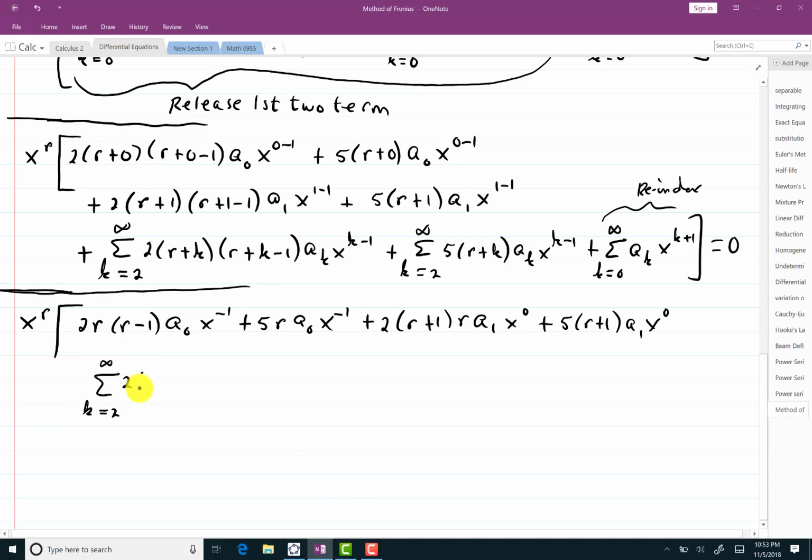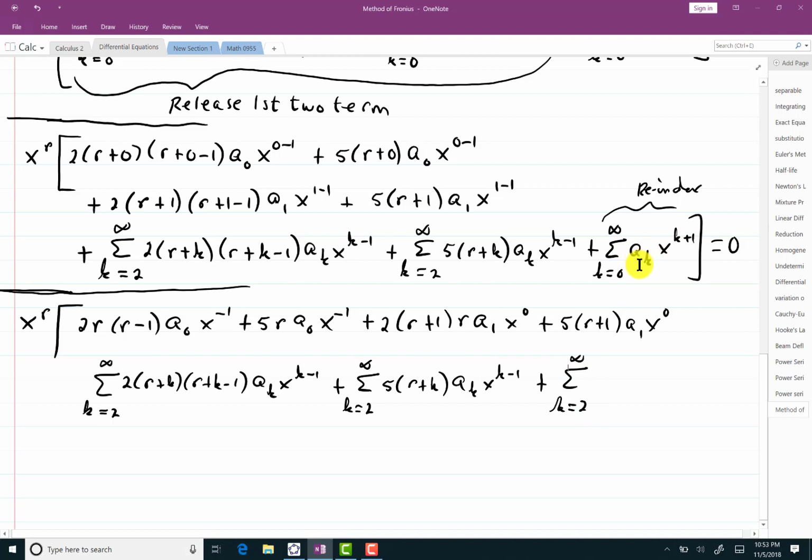I'll have 2 times r plus k times r plus k minus 1 a sub k x to the k minus 1, plus the sum k equals 2 to infinity 5 times r plus k a sub k x to the k minus 1. And then this one right here, when I started at 2, we have only reindexed to where I would add to the exponent, and I would start this at an earlier number. Now I'm starting it at a later number.